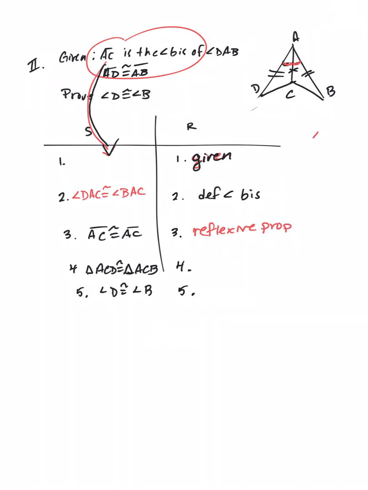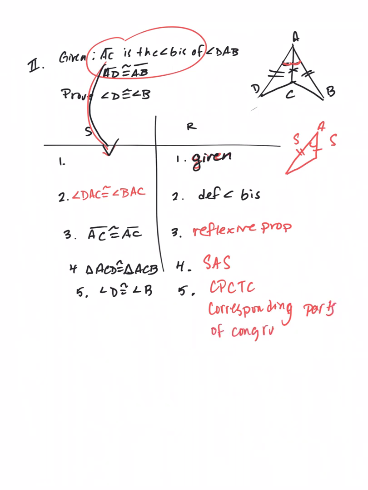Remember what I advised you before I went out. Take one triangle, draw it on its own, look at the marks, so you can see that the triangles are congruent by side, included angle, side. And then you have CPCTC, which again stands for corresponding parts of congruent triangles are congruent. So that was part 2. Make sure you have that down.